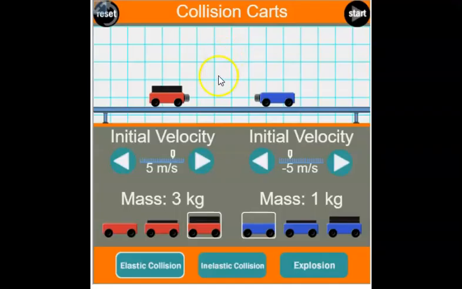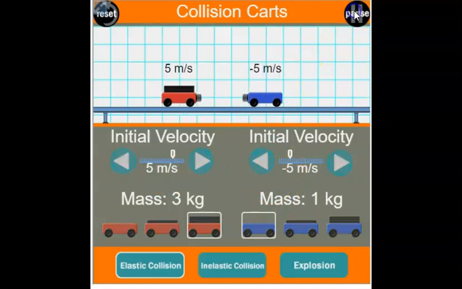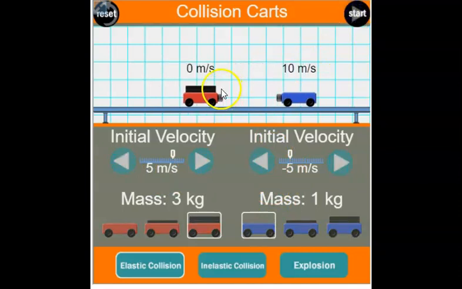And here is the simulation. We have a 3-to-1 mass ratio. We have red car moving at 5 meters per second to the right, blue car moving at 5 meters per second to the left. Let's run the simulation and see that the red car stopped as predicted and the blue car moved to the right at 10 meters per second.